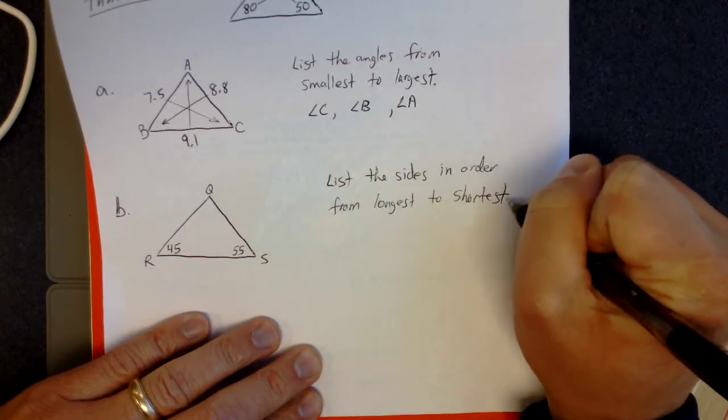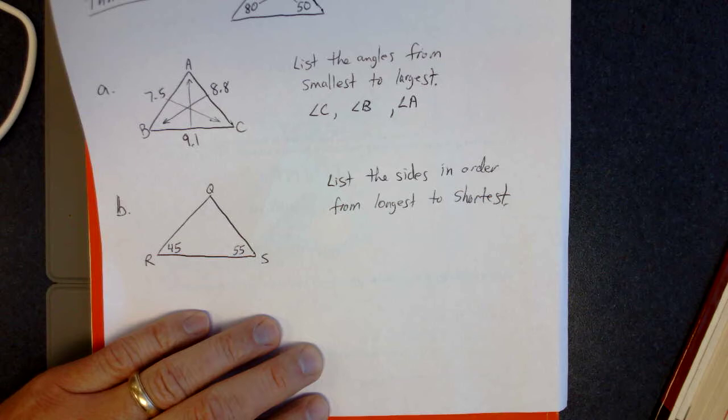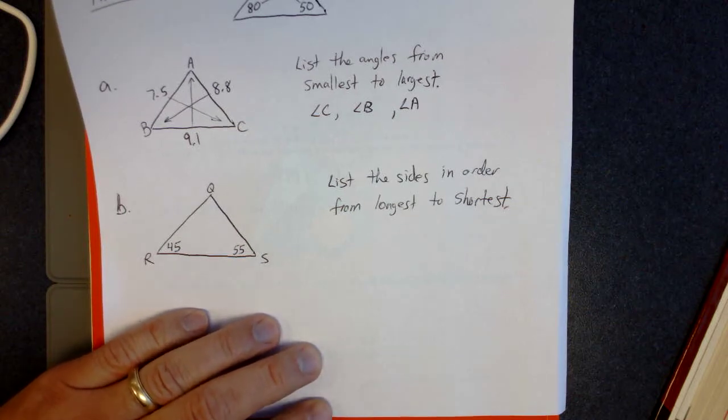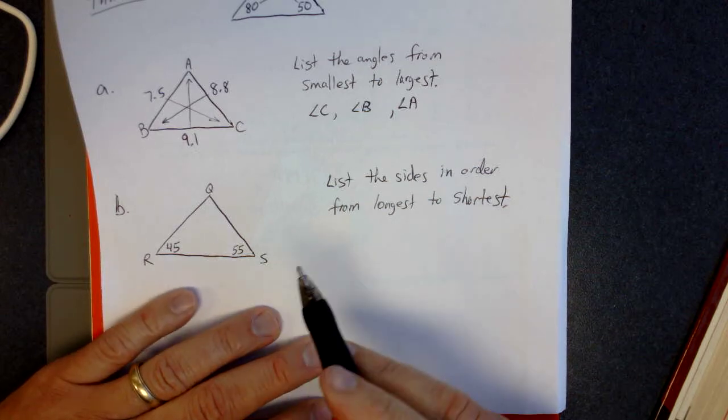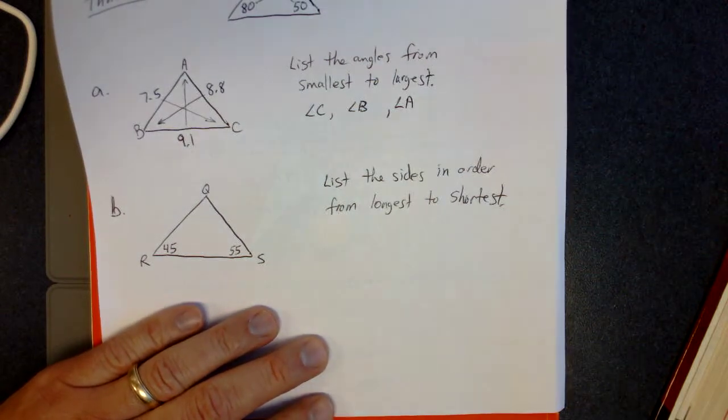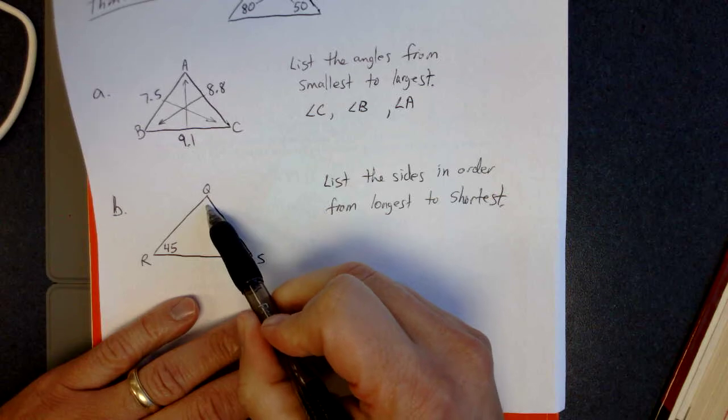Again, you'll just have to watch the directions, whether they want longest to shortest or shortest to longest. This time around, we're going to do longest to shortest. Now, with this one, there's a little bit of work you have to do prior to putting them in order. We're missing one angle up here.